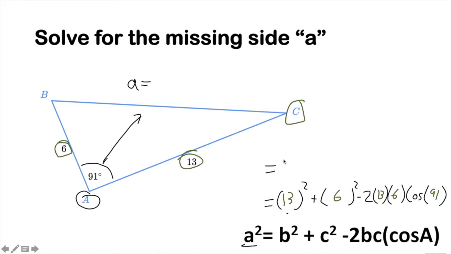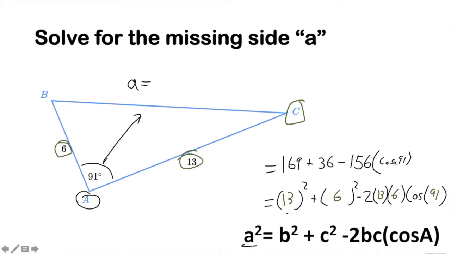So we've got 13 squared, which is 169. We've got 6 squared, which is 36. And we've got 2 times the quantity 13 times 6. So 13 times 6 is 78. We'll multiply 78 by 2, and we'll get 156. So we'll have 156 times the cosine of 91. All we need to do now is get our calculator to tell us what the cosine of 91 is.